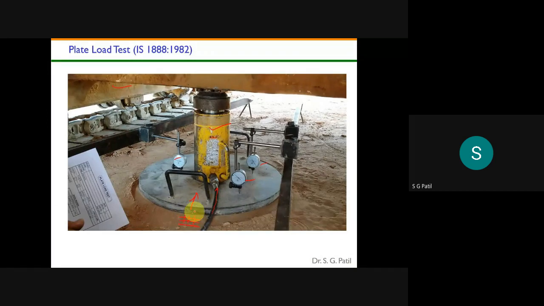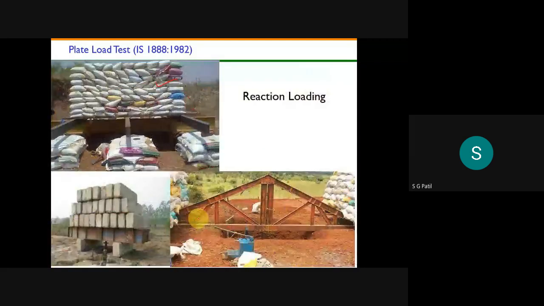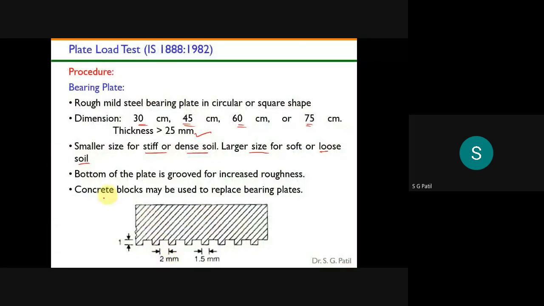Okay, just to avoid any slippage. Once we have grooves, there will be very good bonding between the plate as well as between the soil. So that's why these grooves will be available in the plates. Instead of a steel plate, you can even use concrete blocks, which will be closer to your foundation. So this is about the specifications of the plate.